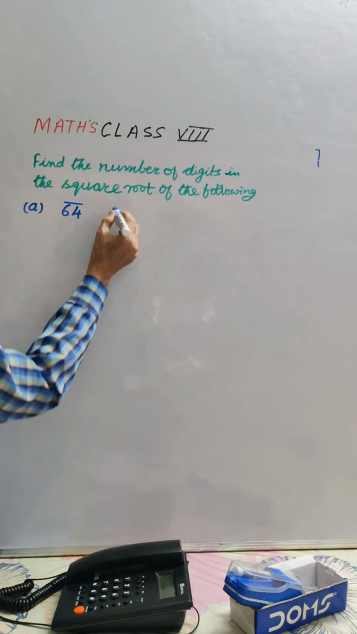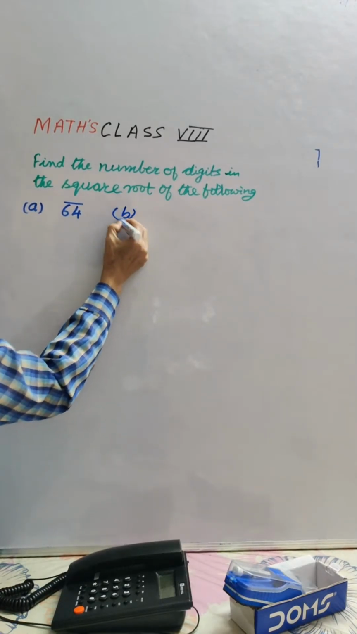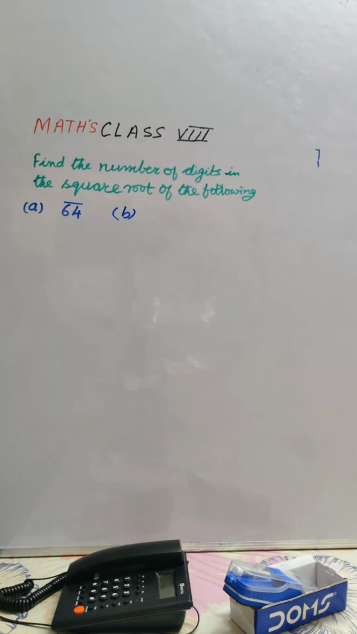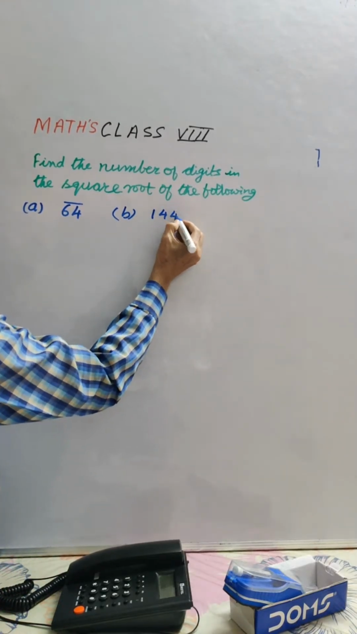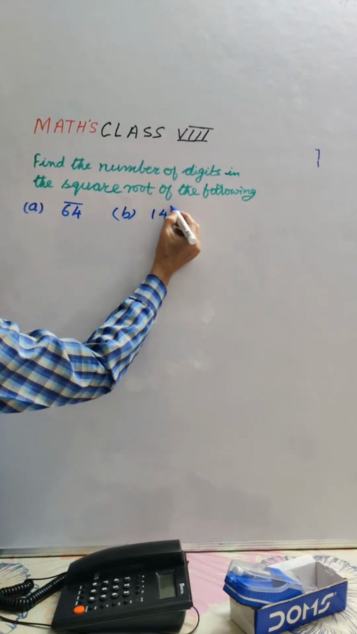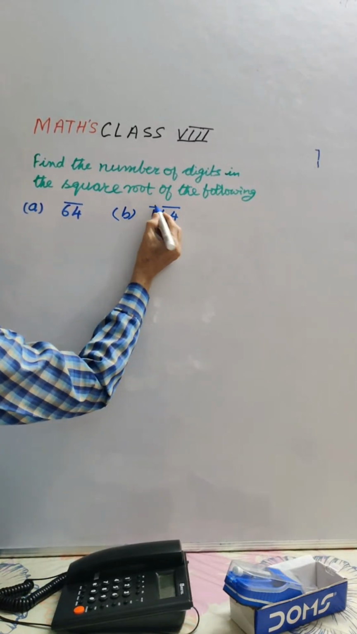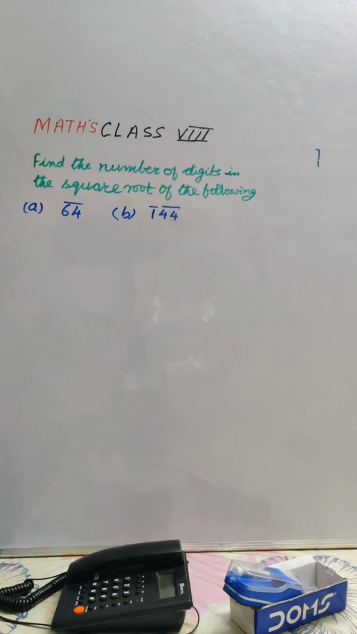Now B. At B there is 144. 144, making pair from right hand side. So this is one pair and this is the other. So there will be 2 digits in the square root of 144. 2 digits होंगे square root में 144 के. We can find this by making the pair of the given digits.